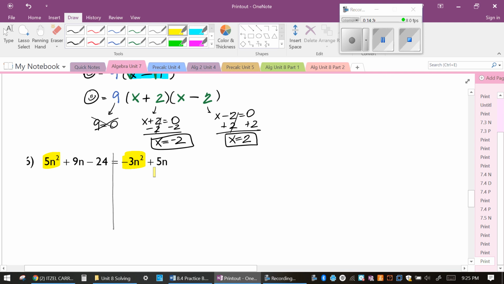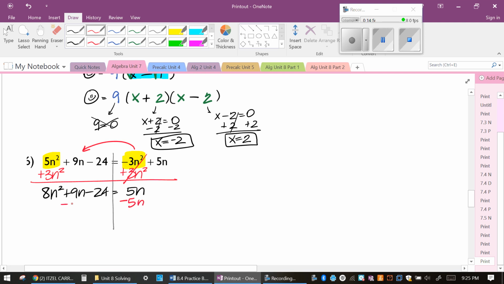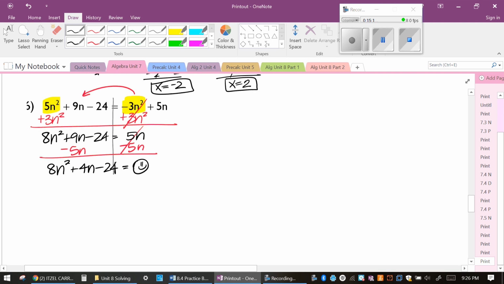Okay, the next problem has quadratic terms on both sides. I'm going to cancel the one that's on the right side because that one's smaller. And remember to keep like terms together. So n squareds with n squareds, quadratic terms with quadratic terms, linear terms with linear terms. So that 5n, when I cancel it with a negative 5n, I'm going to combine it with the 9n that was on the other side. Okay. As soon as you have set your quadratic equal to 0, you're ready to factor.